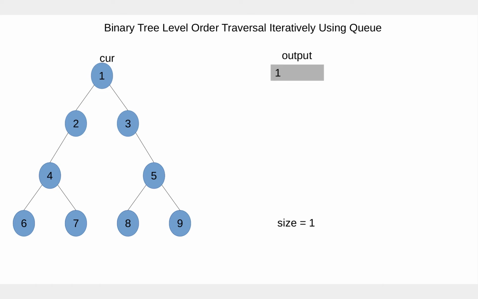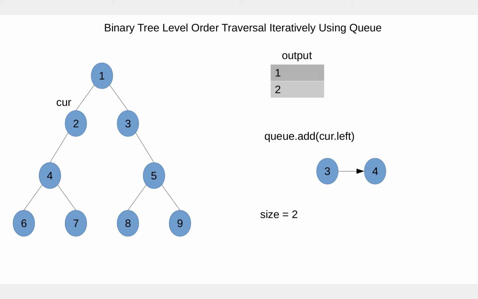Now for level 1, the size will be equal to 2, so we'll have 2 iterations. So we'll remove the node at the front of the queue or the head of the queue, which is 2. So current is assigned the reference to 2. We'll process this node, add it to the output. Current.left is not null, so we'll add current.left to the queue. Current.right is null, so we'll skip it.